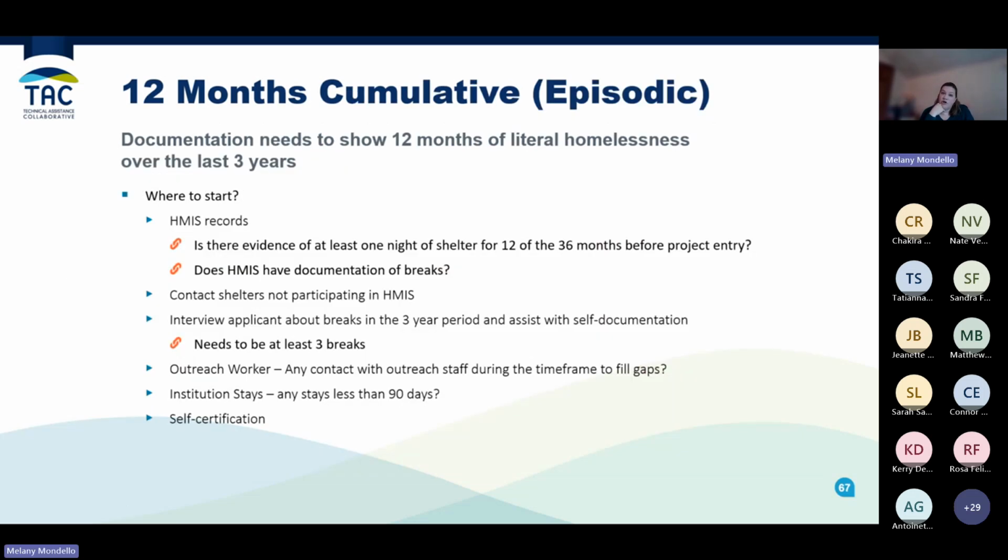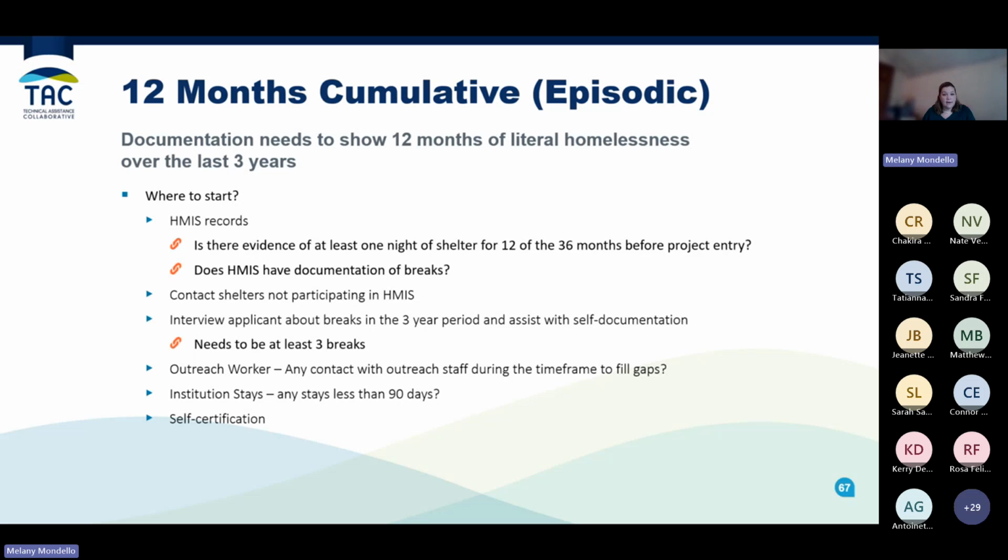So for the 12 months cumulative or the episodic homelessness that people unfortunately are experiencing, still 12 months, but it's over the last 3 years. Here again, you have HMIS records. HMIS records are good for the actual stay in a homeless situation, but they can also sometimes show a break. This person went into transitional housing or got an apartment for a little while, right? Sometimes that information and story is within HMIS, and you can get some of the documentation there.